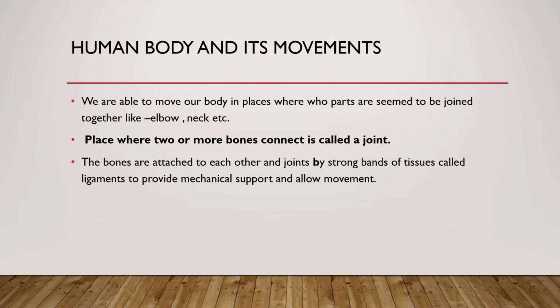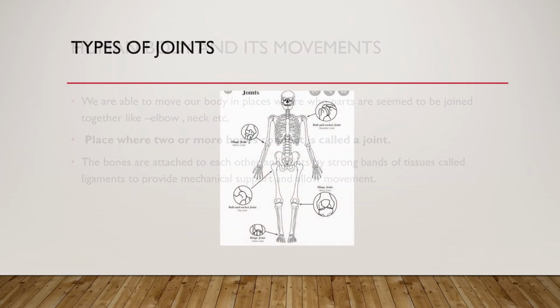The joints are the places where two bones meet, or they are joined together. You know that there is a skeletal system from our head till the tips of our toes. But the bones themselves are not flexible. They only move at the joints. So the movement is possible because of the joints. The bones are attached to each other in joints with the help of some tissues known as ligaments. The function of ligaments is to provide mechanical support.